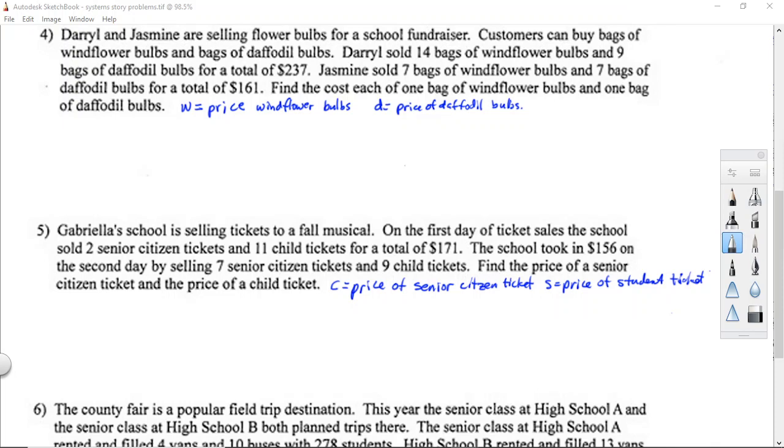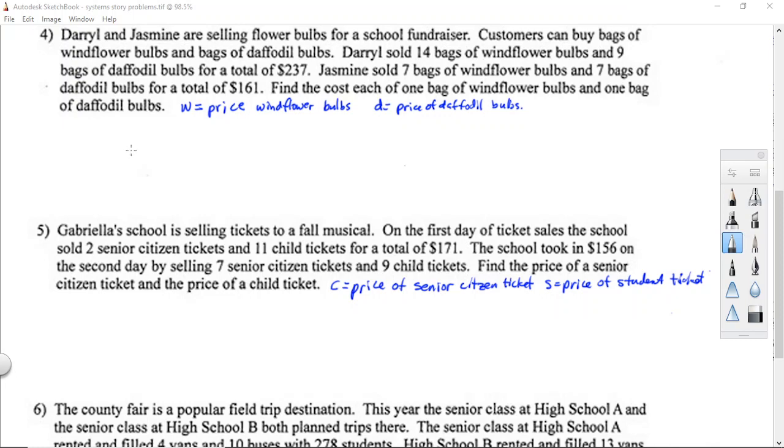Okay, so we're looking at more story problems. These are story problems that use a system of two equations. We looked at the first three on these notes back before break, and now we're going to look at numbers 4, 5, and 6. So let's jump right in.